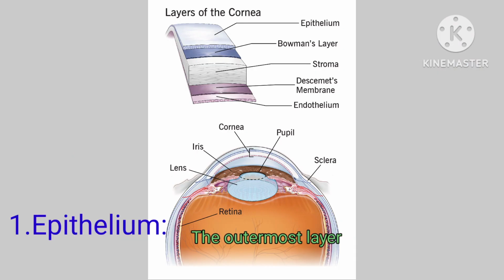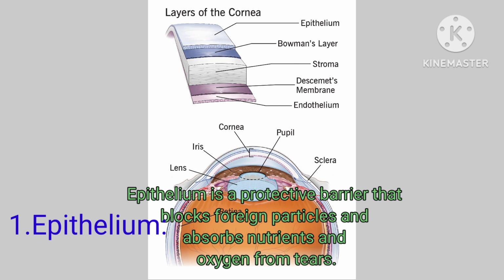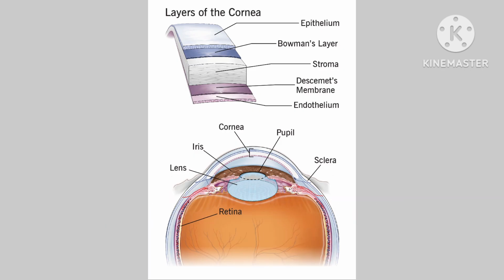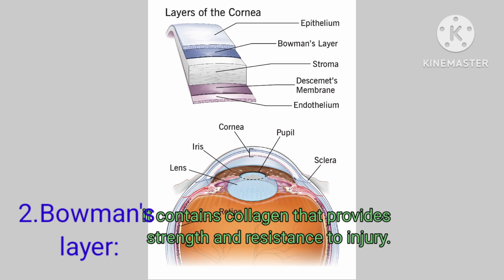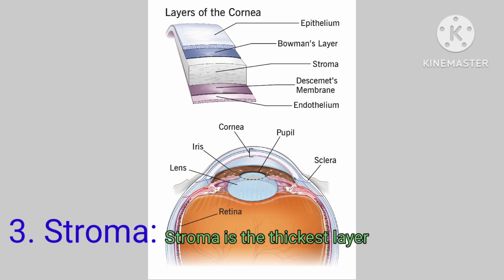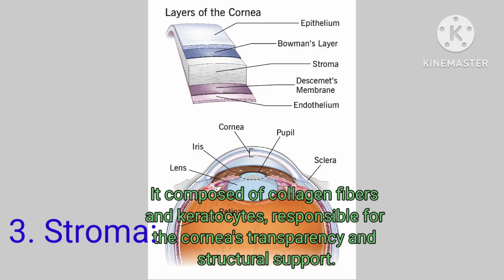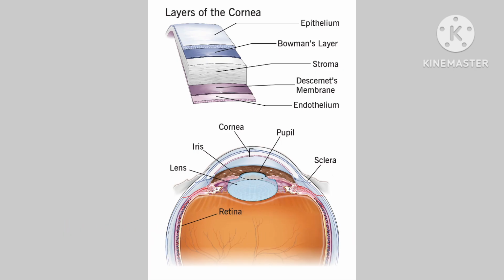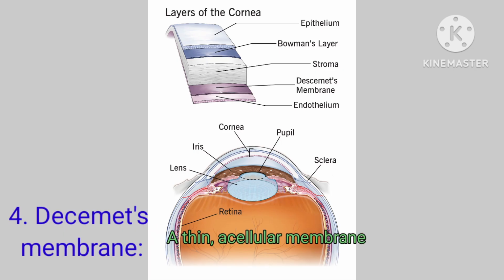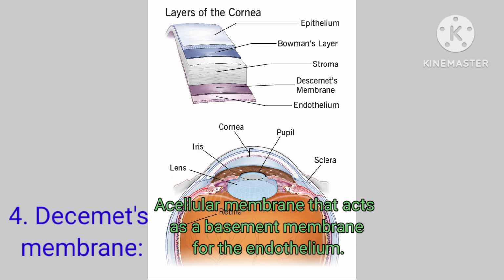The outermost layer, the epithelium, is a protective barrier that blocks foreign particles and absorbs nutrients and oxygen from tears. The next layer is a tough layer of collagen. It contains collagen that provides strength and resistance to injury. The thickest layer is composed of collagen fibers and keratinocytes, responsible for the cornea's transparency and structural support. A thin, acellular membrane that acts as a basement membrane for the endothelium.